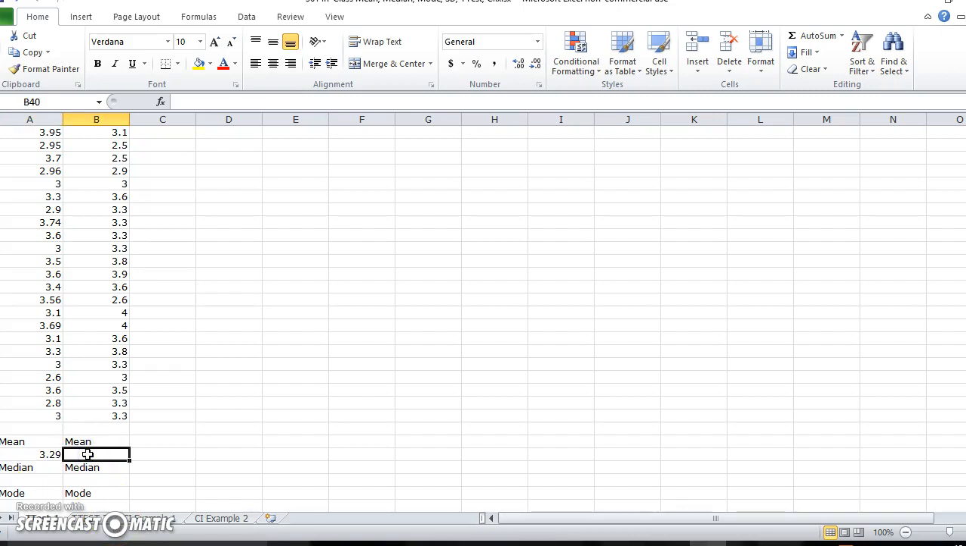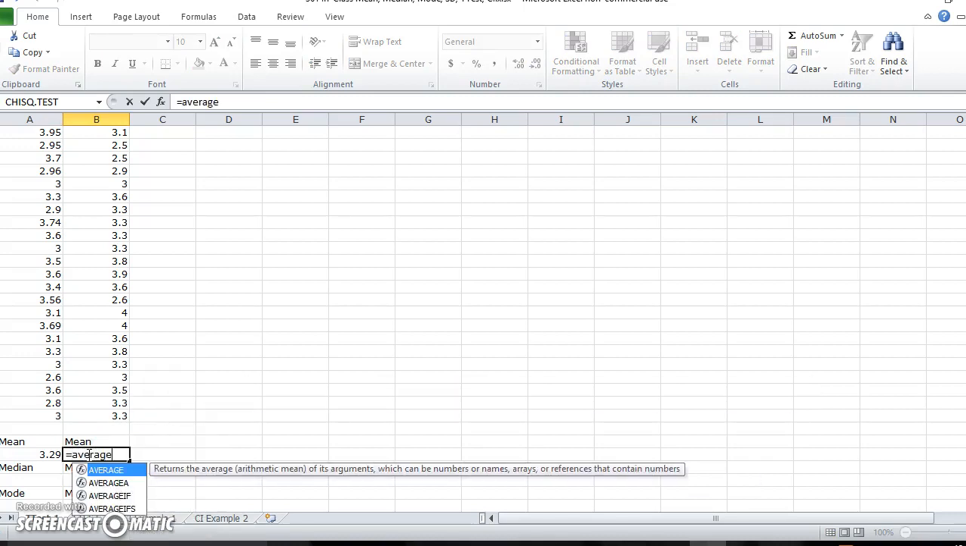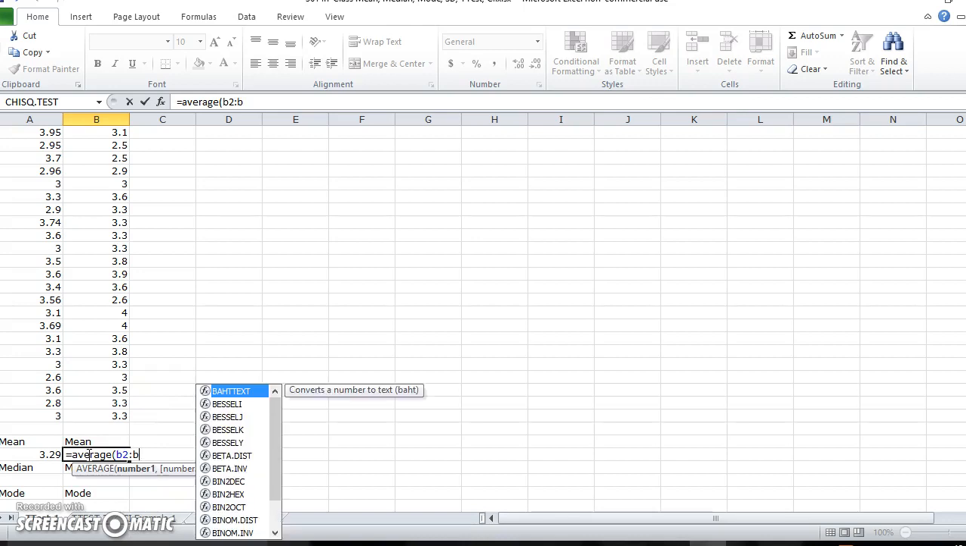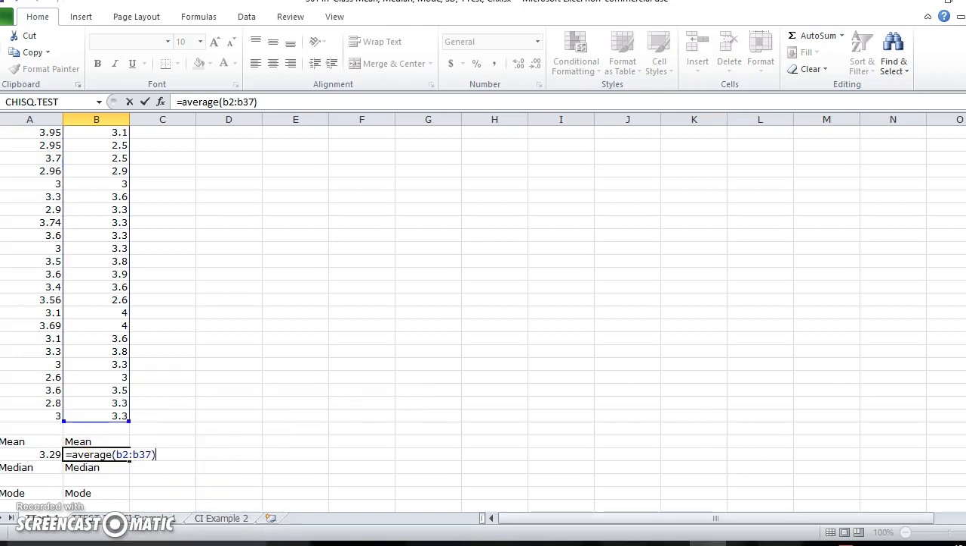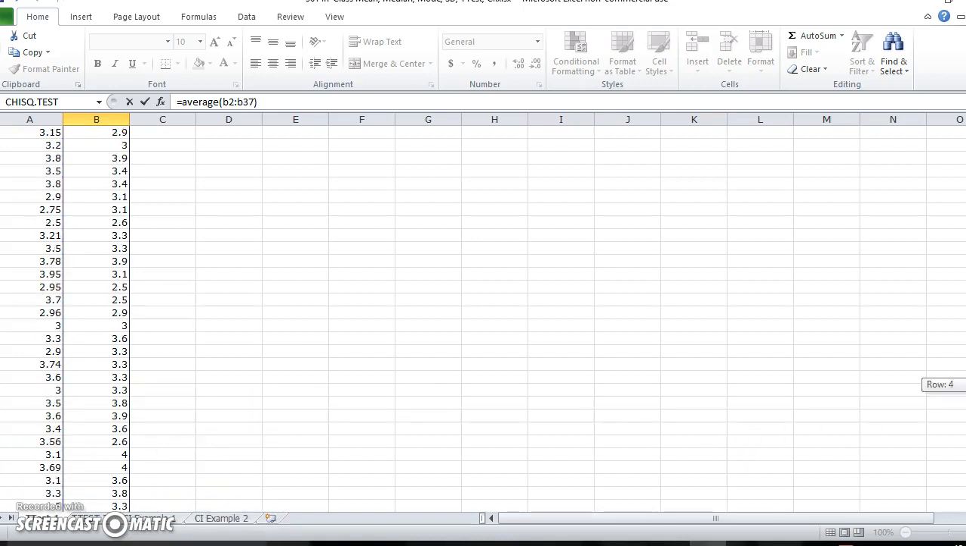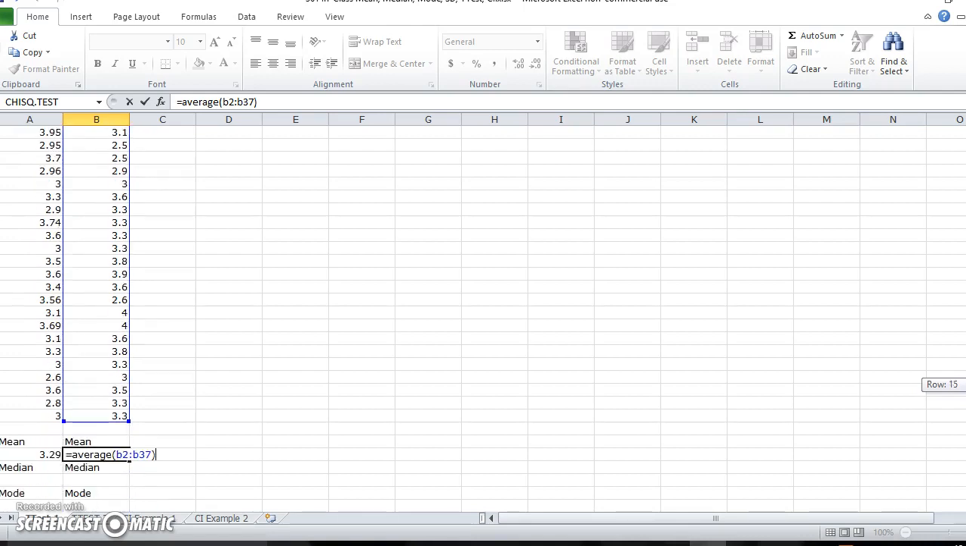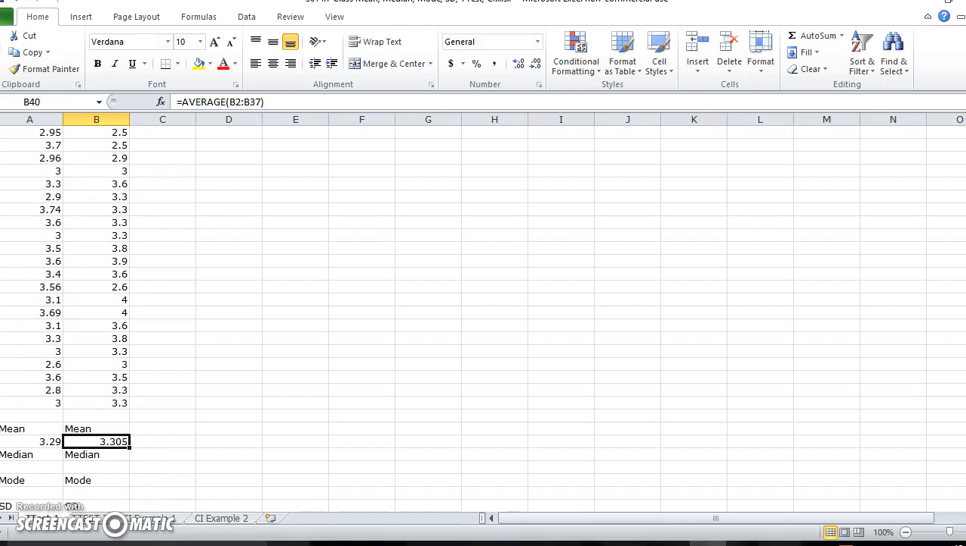and then I got my average of 3.29. If I want to do that for the second class, I could do equals average again, and this time I'll just type it in. So B2 to B37, because I want to get the information for B2 to B37, and I get my average there.